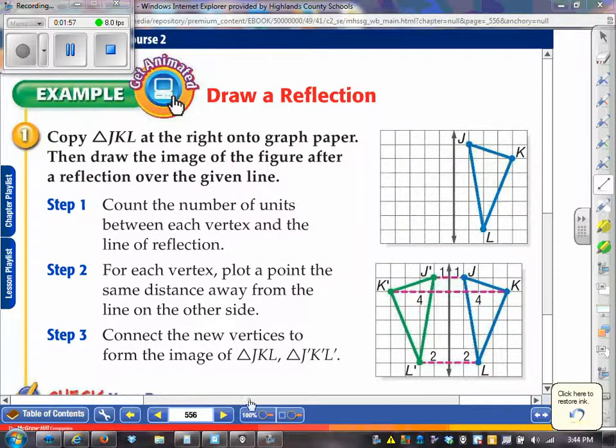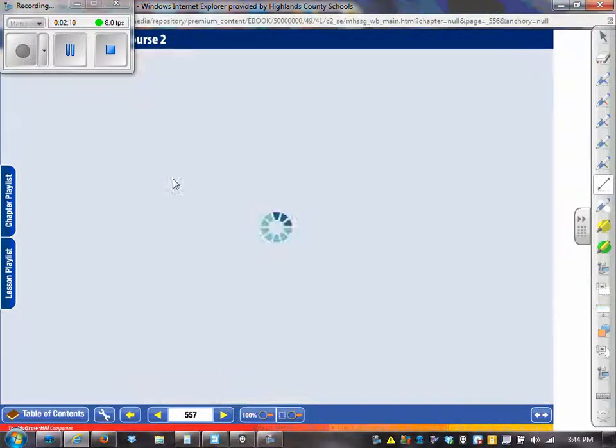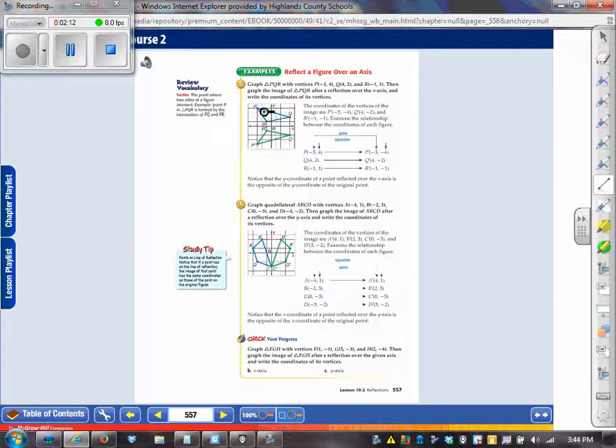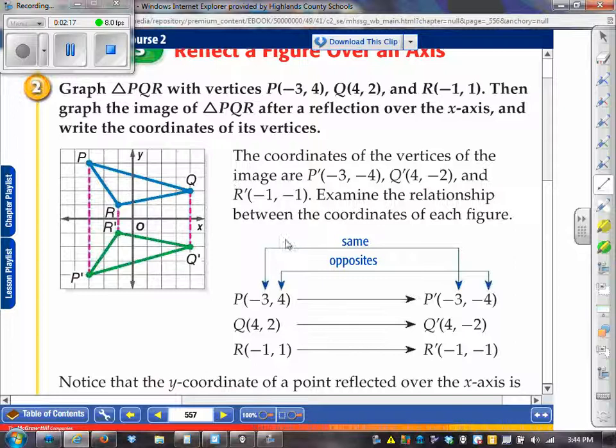And we did show that in class, so I don't think many people have a hard time with this part. In fact, reflection is actually one of the easier ones that we go over. But we did say that they don't always give us a graph. Here they do give us a graph, but they want to show us where these points are, negative 3, 4. So negative 3, 4, that's where P is. Q is at 4, 2, go to 4 and up 2, and R is at negative 1, 1, right there.